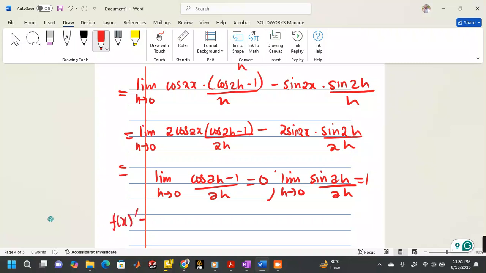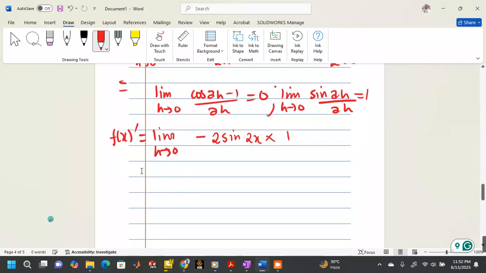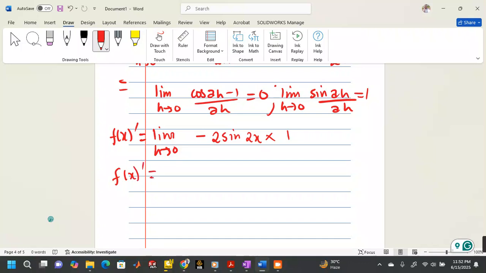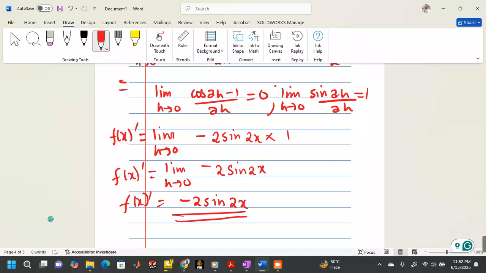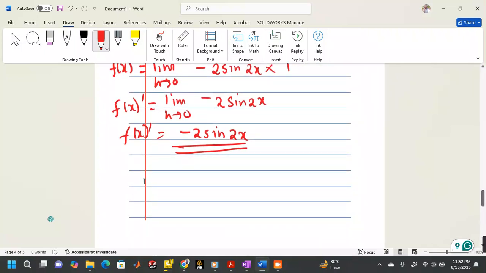Applying these identities, if you apply the limit to this, it will be just 0. You have minus 2 sin 2x multiplied by 1. So f'(x) equals the limit as h goes to 0 of minus 2 sin 2x. This doesn't have h, so the limit is just minus 2 sin 2x. This is your answer. This is how you solve functions which contain cosine and sine functions.